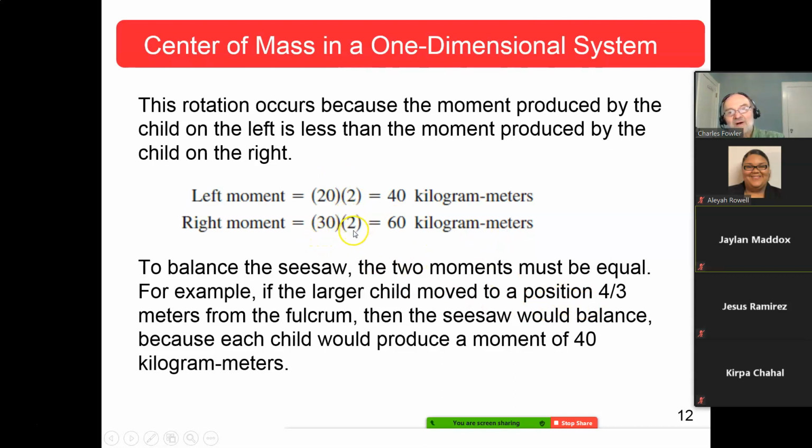So, 4 on top, 3 on the bottom, 3 goes into 30, 10 times... wait, I said that wrong. 4/3. Oh, 4/3, yeah, okay. Sorry about that. This is a 4/3, so 3 will go into 30, 10 times 4 is 40. So that it would be exactly it. He wouldn't have to move up as far as the kid on the left moved back a little bit, but whatever.